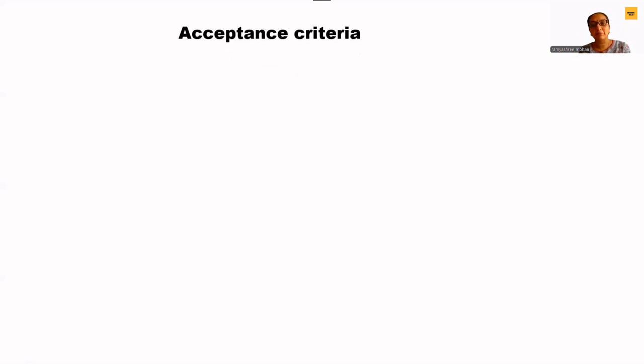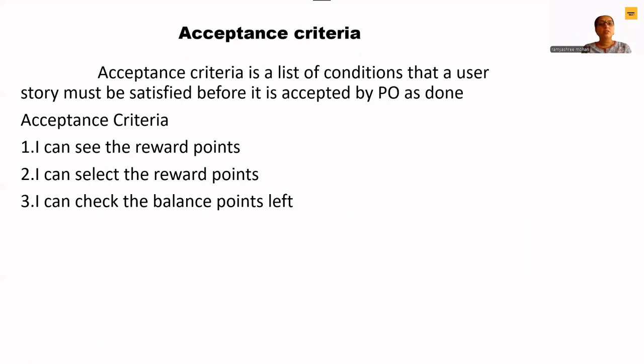Next, A stands for acceptance criteria. Acceptance criteria is what I, as a developer, need to develop a user story. What is the basic minimum requirement? The clarity, right? Each and everything. That is nothing but acceptance criteria. Acceptance criteria is a list of conditions that a user story must satisfy before it is accepted by the PO as done.